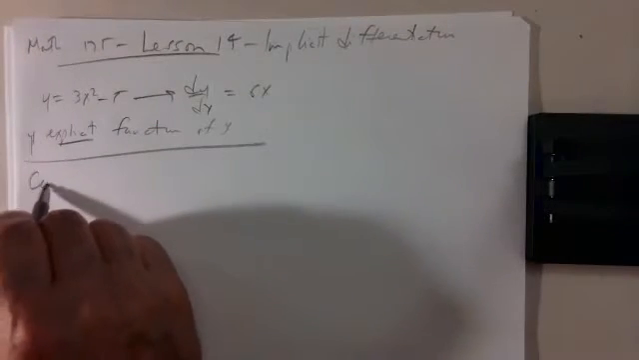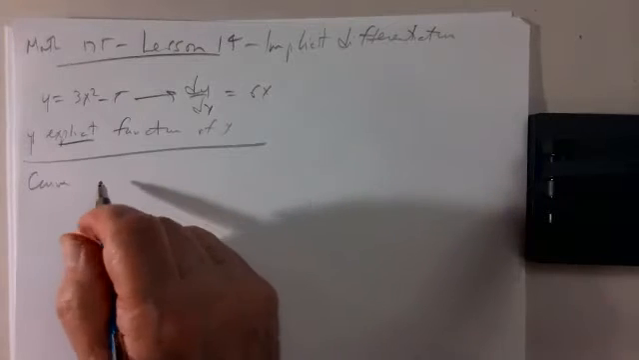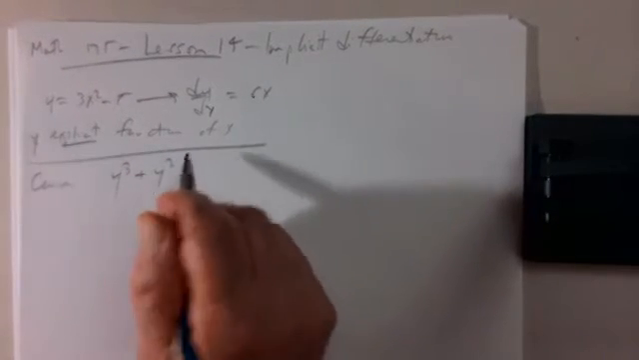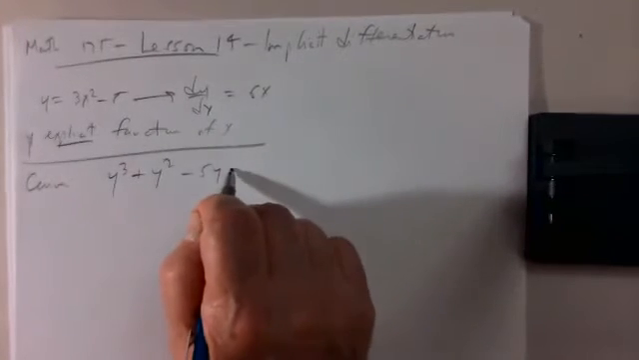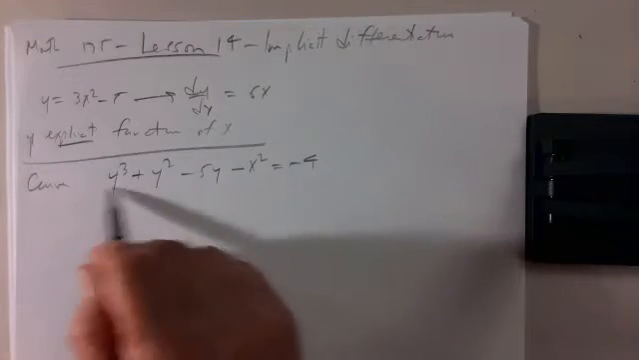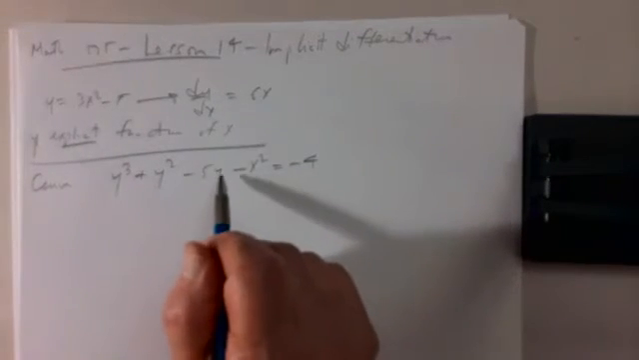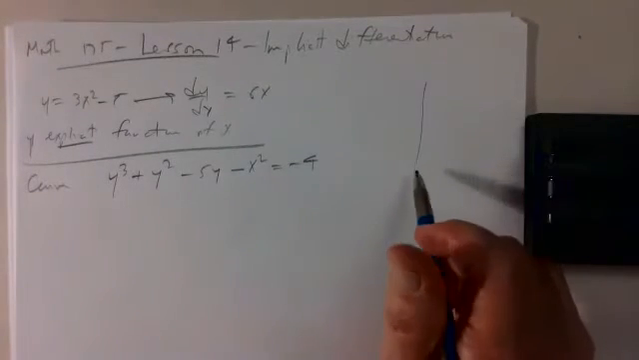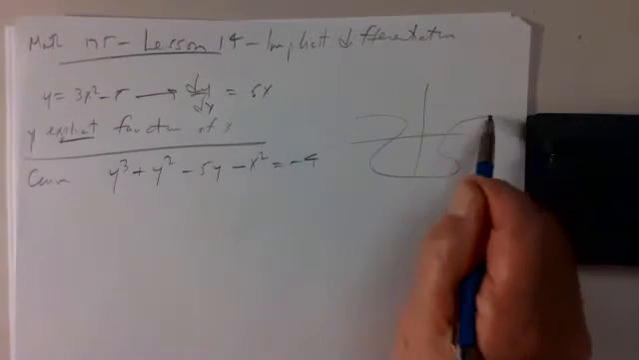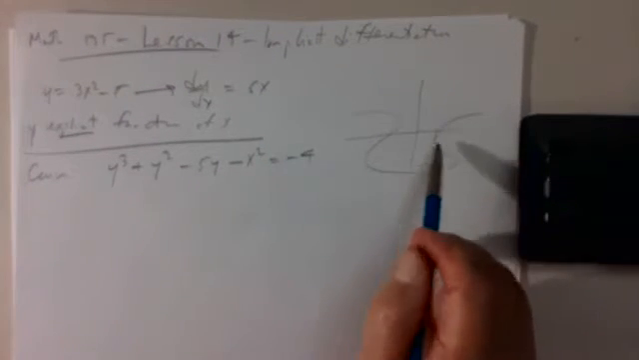Suppose we're given a curve. The first example in the book is y cubed plus y squared minus 5y minus x squared equals minus 4. The curve means find all the points in the plane that satisfy this equation. And there's a nice picture of what the curve looks like in the text. It looks something like that. So it's not just a function of x.